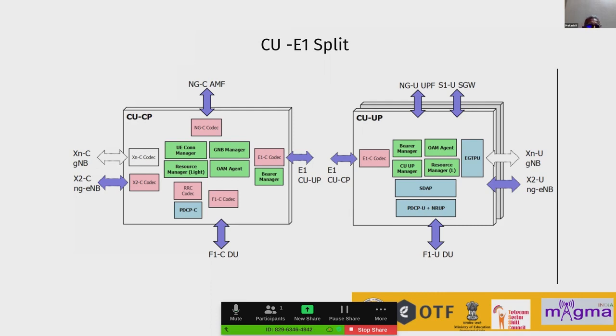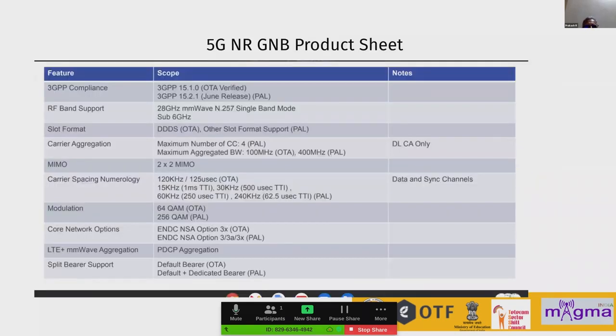So each one can have control signals sent independently, or the packet flow for the control plane is different, and in the same way for the user plane it is different, and all of them can associate themselves with the respective GNBs or the ENBs which they are dealing with, whether it's dual connectivity or a next generation GNB and upgraded ENB. So this is the product sheet which provides some of the compliances they have to meet.